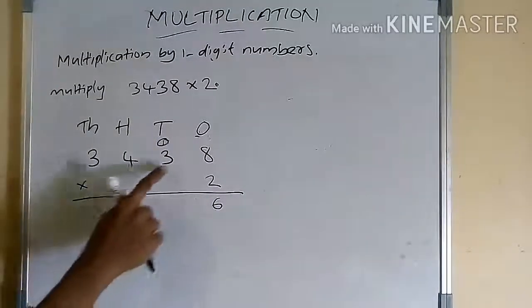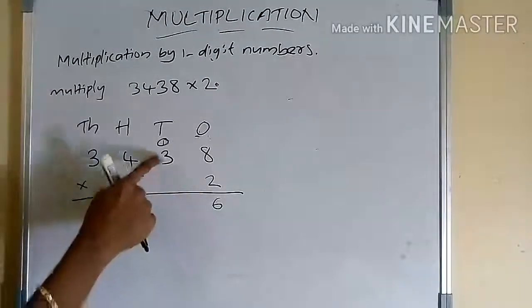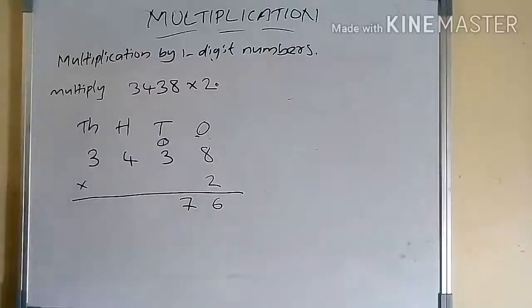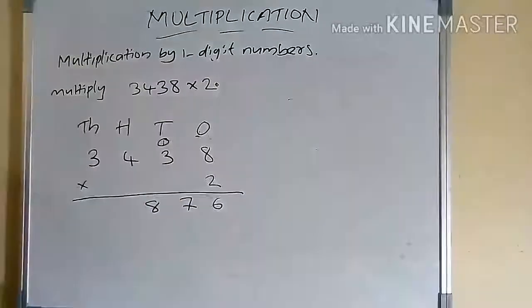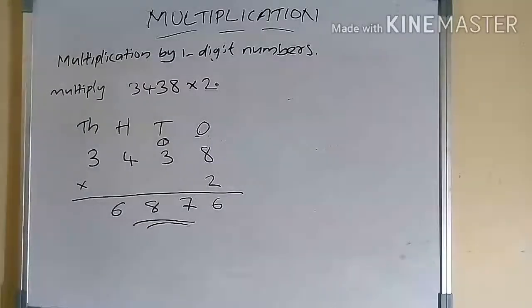Next we multiply 3 into 2. What is the answer? 6. And add this carried over 1. What is the answer? 7. Next we multiply 4 into 2. What is the answer? 8. Next we multiply 3 into 2. What is the answer? 6. So the total answer is 6876.